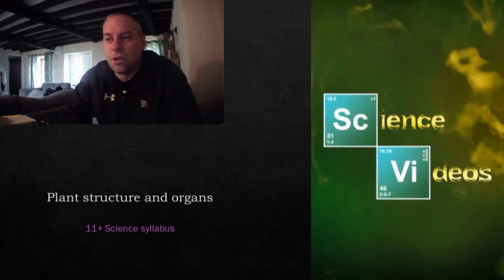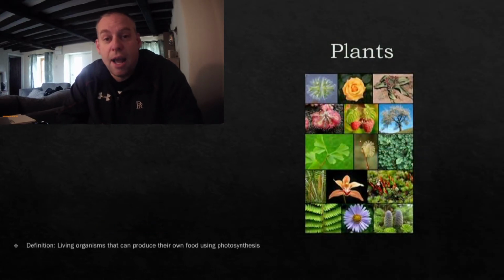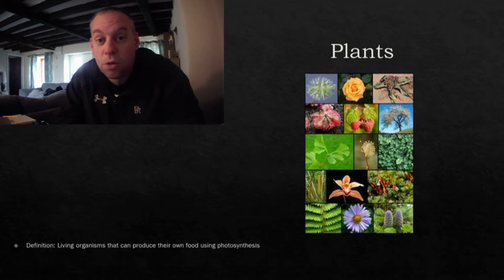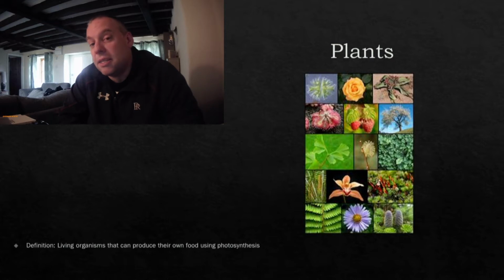Now, to start this off, we're going to ask the question of what a plant is. How do we know that the organism we're looking at is a plant? And the answer to that question is the key word of photosynthesis. Plants are living organisms that can make their own food out of carbon dioxide and water, and they fix it into place using a process called photosynthesis. Now, if it can do photosynthesis, it's going to be a plant.